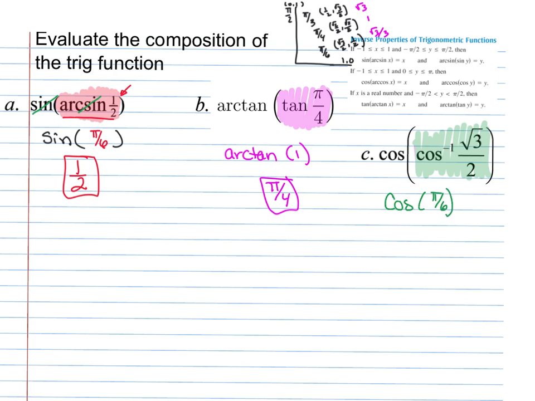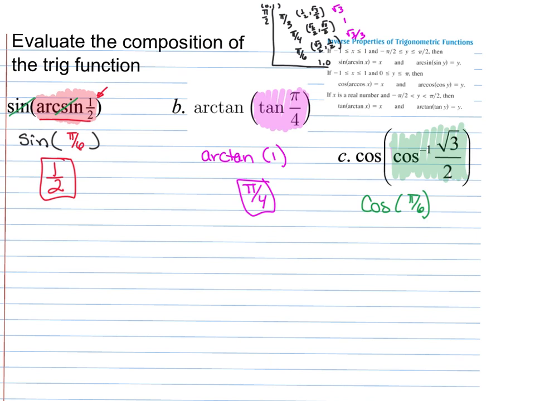And now we know cosine of pi over 6. When we have pi over 6, cosine is square root of 3 over 2. So my answer is square root of 3 over 2.